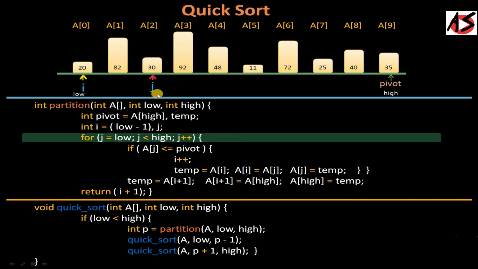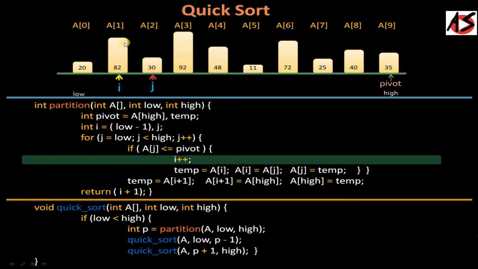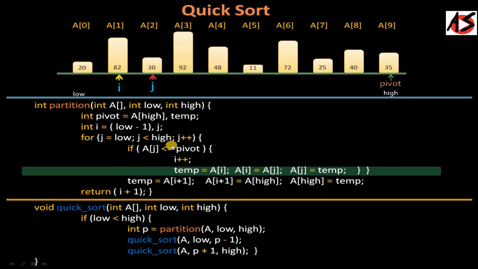So now j is 2. You're checking 2 is less than 9. You are going inside the loop. You are checking A[j], that is 30, less than pivot, that is 35. So the condition is true. So again you increment i by 1 and then you are exchanging or swapping A[i] and A[j].